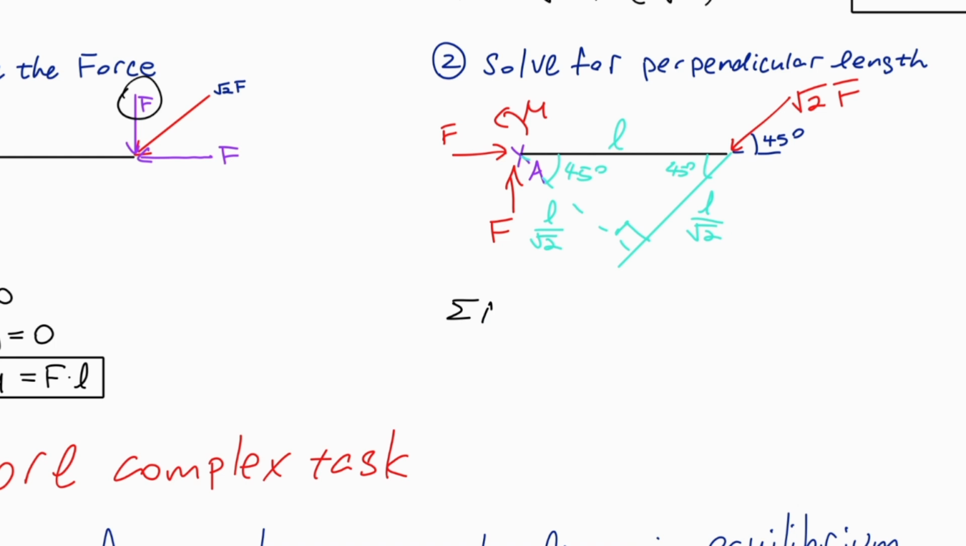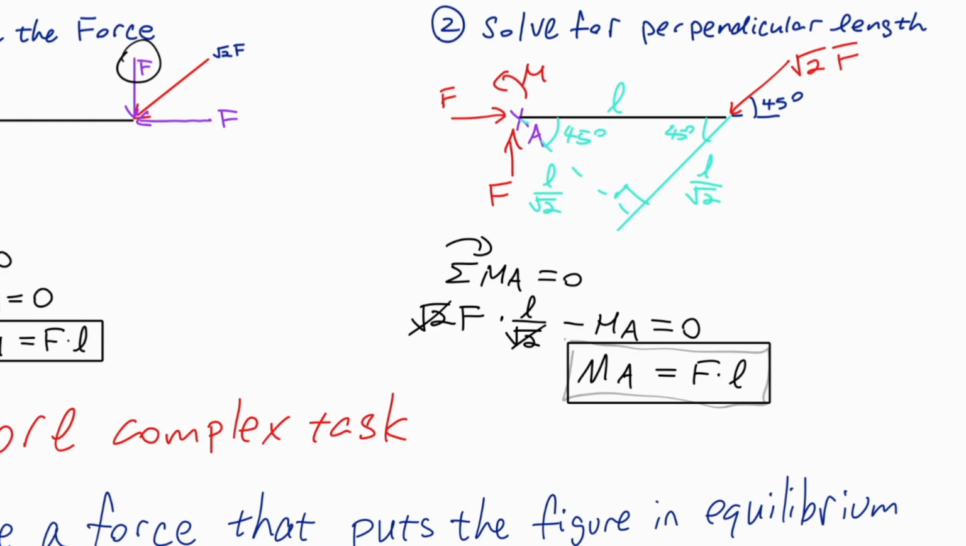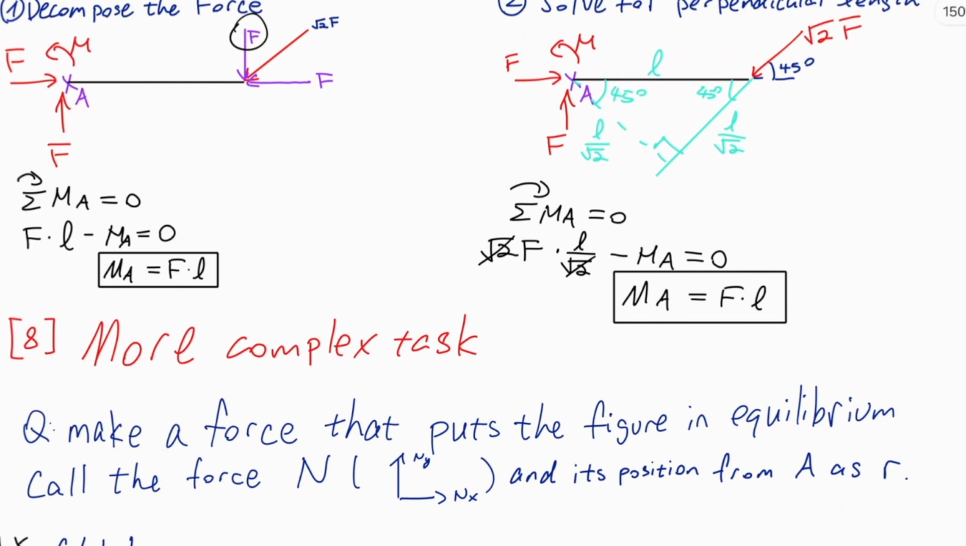Okay. So sum of moments at A is 0, same direction defined as positive. I will get the magnitude of my force, square root of 2 F, times its lever arm, which is this length, L over square root of 2, minus MA is 0, which gets me that MA is equal to F times L. Square root of 2's cancel. And I end up with the same conclusion.